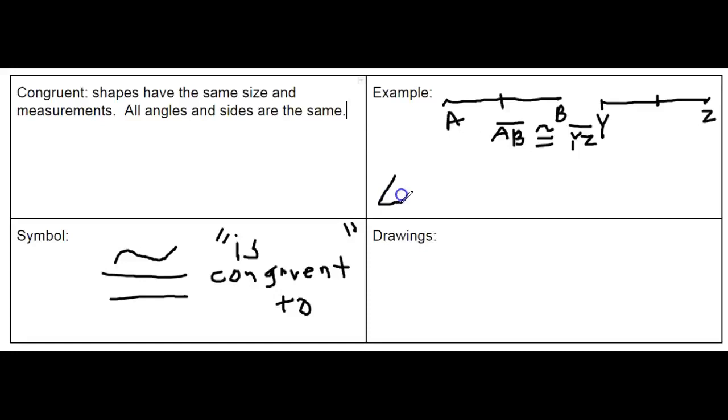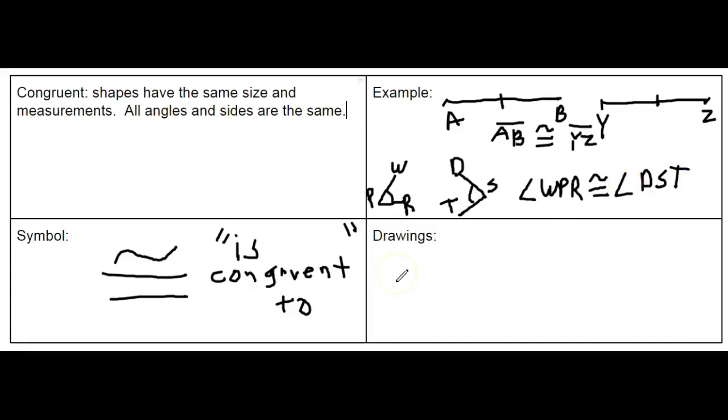Okay, maybe we've got, instead of line segments, we've got angles. So maybe we got this angle here. This is WPR. Okay, and we've got another angle here. Let's call this DST. And this time they're marked like this. These markings show those angles are congruent. So you'd say that angle WPR is congruent to angle DST.